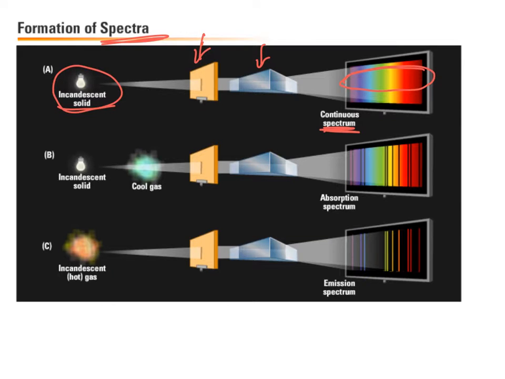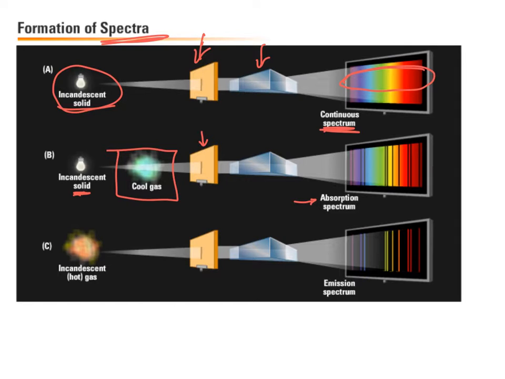Now, we can do things with this. I can take this incandescent solid, shine it like we were, but before we get to our narrow slit, we're going to run it through a cool gas. That cool gas is going to absorb some of this energy, and when we run it through and project our spectrum, because we're absorbing energy, we have what we call an absorption spectrum.